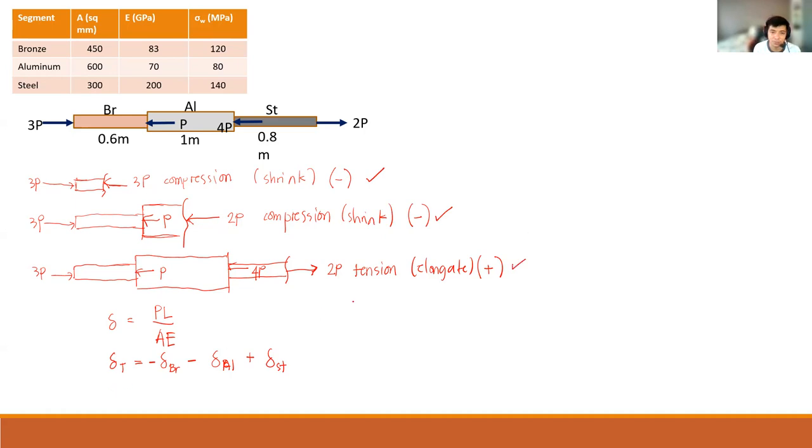So in short, if you recreate the formula, the total deflection is PL over AE of the bronze, minus PL over AE of the aluminum, plus PL over AE of the steel. So that's how you're going to do it.